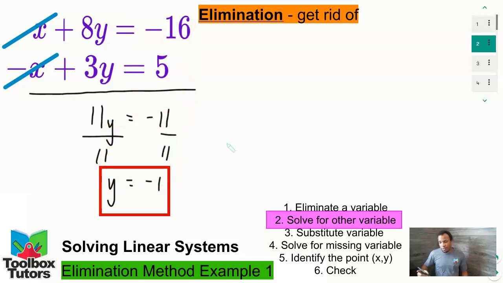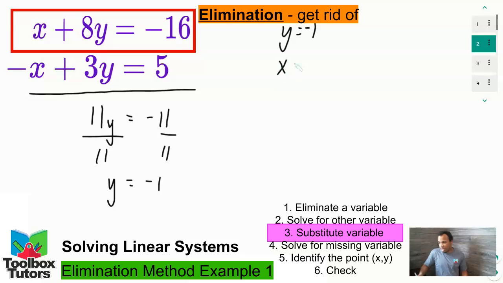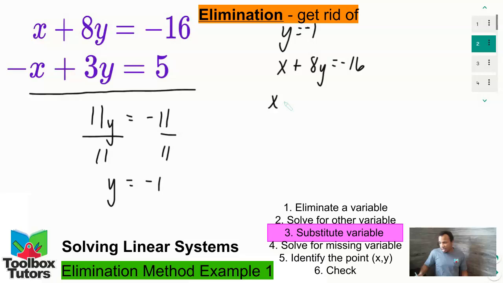So now that we know y equals negative 1, we'll plug it back into one of our original equations. We'll use this top one. So we have x plus 8y equals negative 16. Now we have x plus 8, but instead of writing y again, we'll substitute it with negative 1, since we know y equals negative 1 for this equation. And we have negative 16.